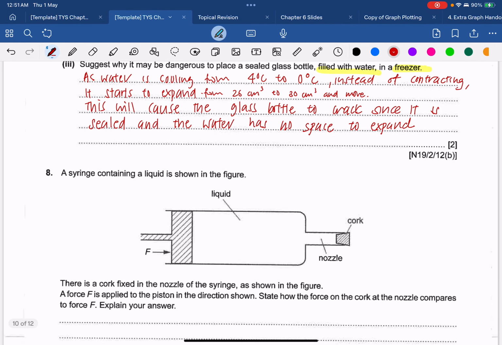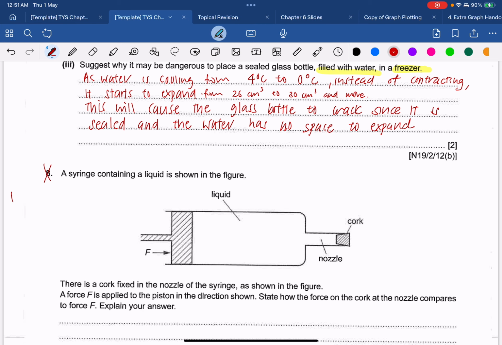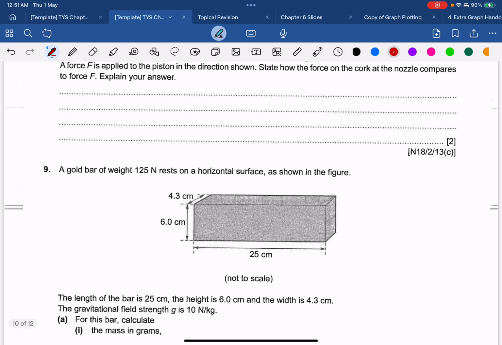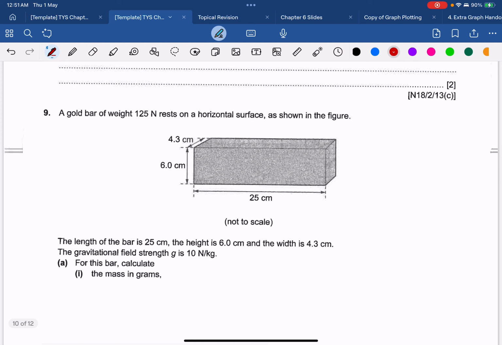Okay, again, this question you don't have to do, because these are the work done. Then this one says that the weight is this much. Then they say the length, breadth, height, and so on. After that they say g. So calculate the mass in grams. So we have the weight there.